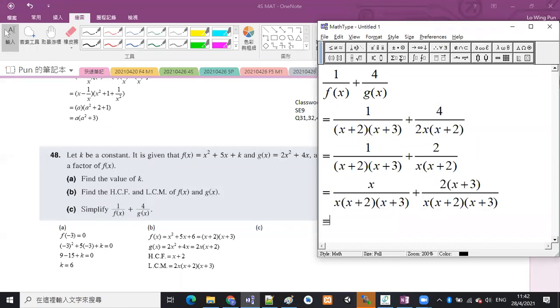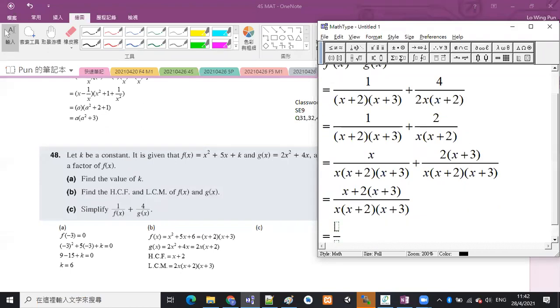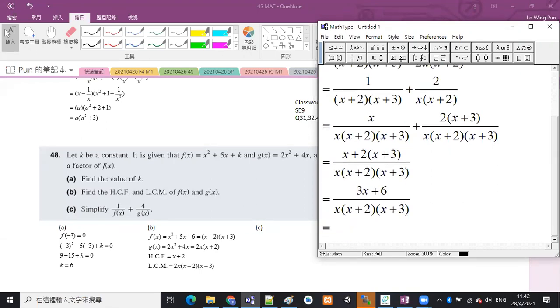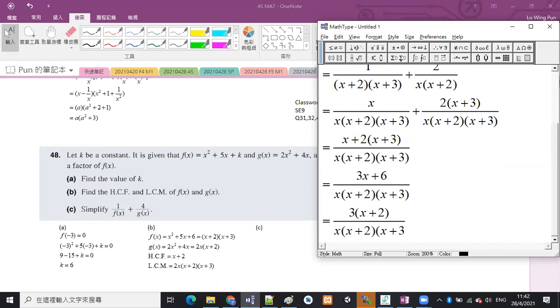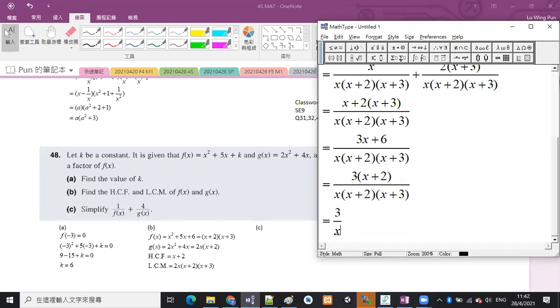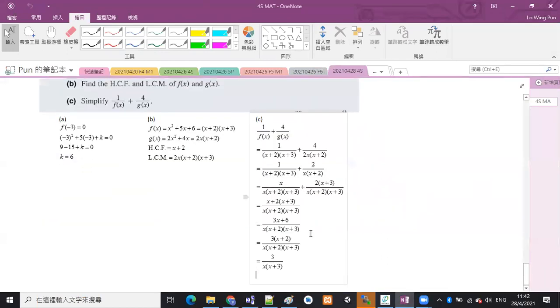And then we may merge them together. So x plus 2 times x plus 3, x times x plus 2, x plus 3. And then expand the bracket, we have x plus 2x, that is 3x plus 6. And you need to check for the common factors. When you take out the 3, you have x plus 2, which means the x plus 2 on top and on the bottom can be cancelled by each other. So it becomes 3 over x times x plus 3. So that is the final answer of part C. Is that okay?